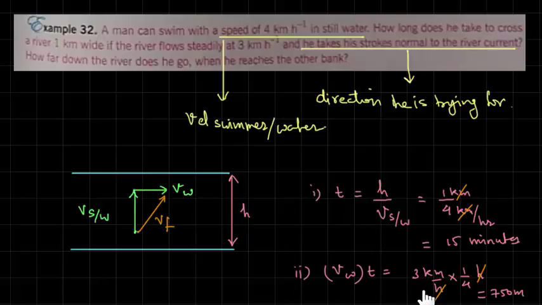So it comes out to be 3 km/h times 1 by 4 hour. So again, instead of 15 minutes, because we want the units to be cancelled, we will mention it in terms of hours. So it will be 1 by 4 hours, and calculating this you will get it as 750 meters.